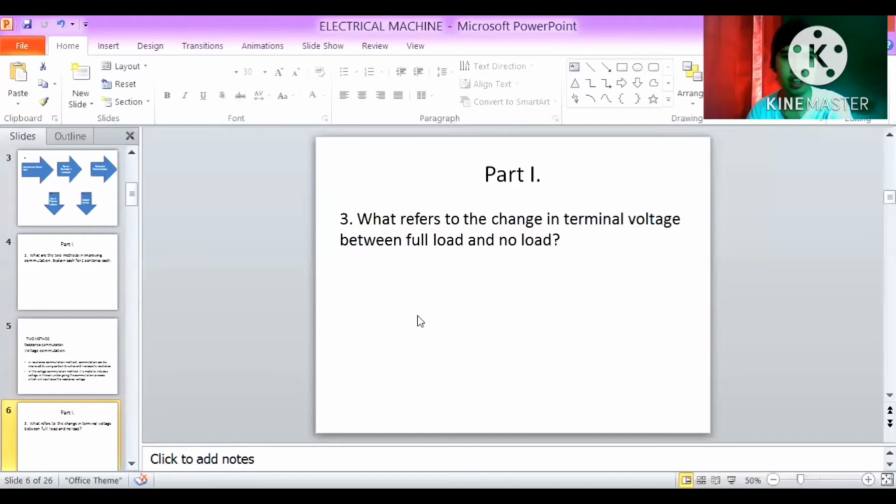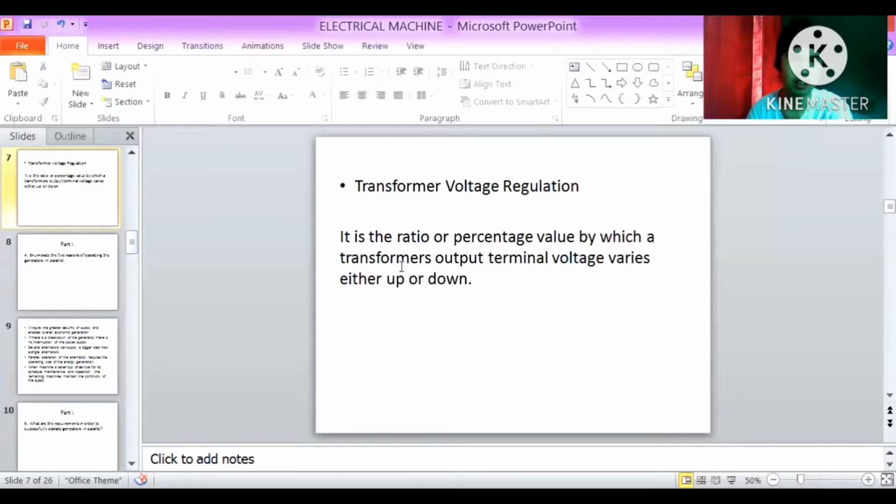Number 3, what refers to the change in terminal voltage between full load and no load? It is the transformer voltage regulation. Transformer voltage regulation is the percentage by which a transformer's output terminal voltage varies, either up or down.